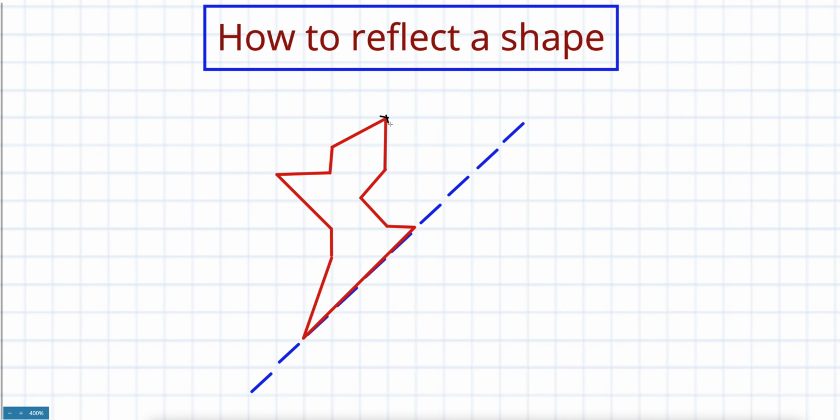Alright, let's count how many squares we have. One diagonal square, 2.5, and that means we should count the same amount of squares here. Half, 1, 2. This will be the reflected point. Okay, I need to erase these things now. The next reflected point will be that one. I need to count how many diagonal squares. 1.5. Again, half and 1. Here is the reflection of the second point.